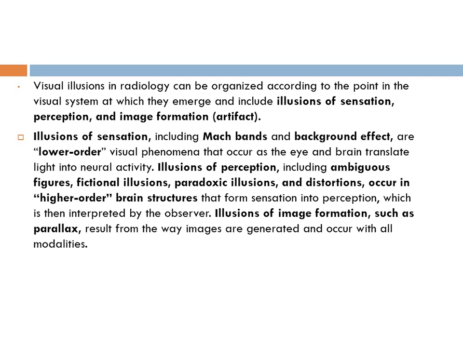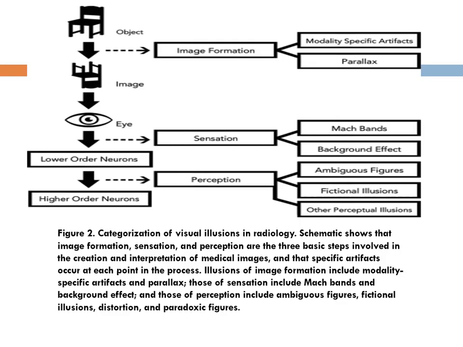The visual illusions are categorized, according to the point where they emerge, into three categories: illusions of sensation, perception, and image formation. This is the classification. Image formation includes modality-specific artifacts and parallax. When the stimuli come to the eye and are converted into neural activities, that is sensation, like Mach bands and background effect. Then in higher-order neurons, we have perception. From perception, we have ambiguous figures, fictional illusions, and other perceptual illusions. We will go through it step by step.